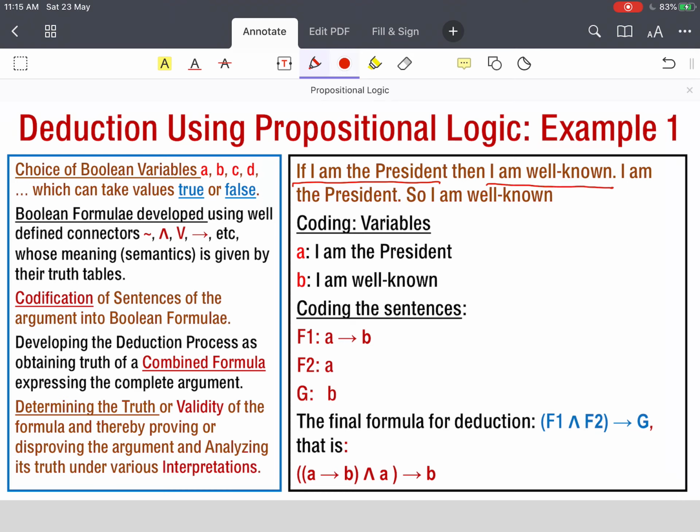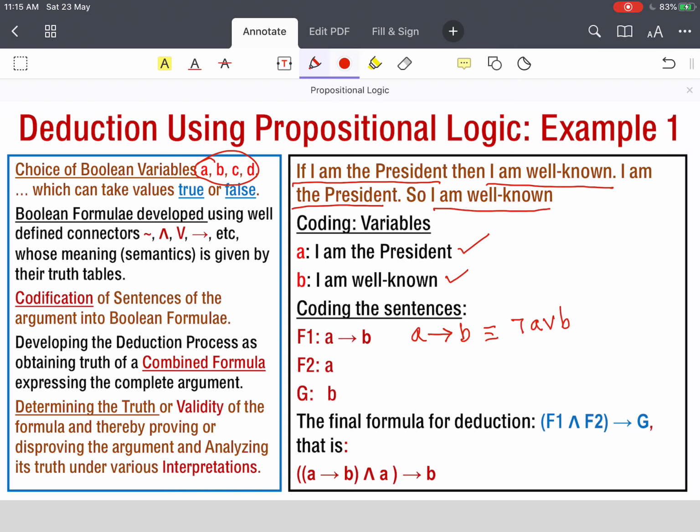So we take our first example. If I am the president, then I am well known. I am the president, so I am well known. So we now do our first step, choice of variables. We choose A and B because there are only two unique kinds of arguments here. The first we choose A, which we encode as I am the president. B encodes I am well known. Now let us look at the first sentence, F1, which says if I am the president, then I am well known. So we encode that as A implies B.